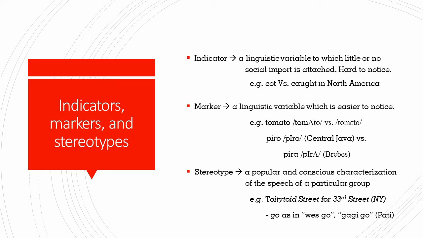It also happens in Japanese. When people in Pati, Central Java, say something like Wesko, Gagigo, this go word is added at the end of some utterances.